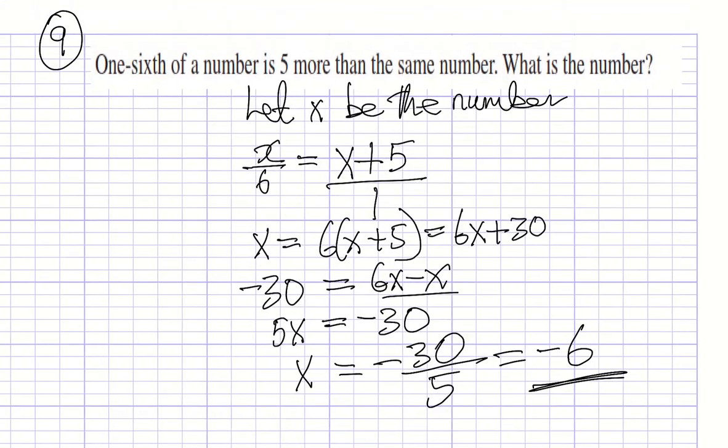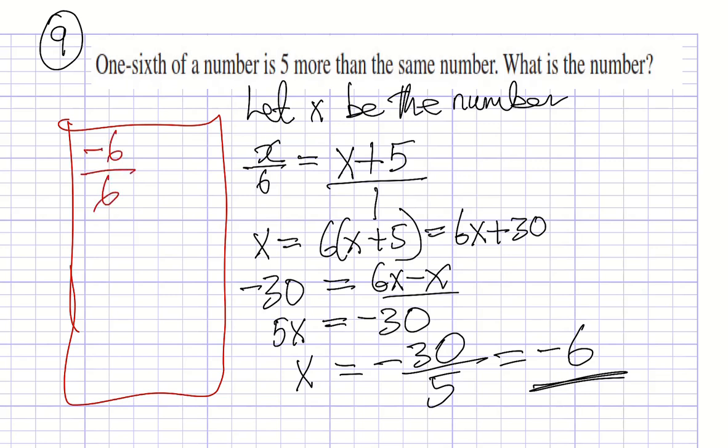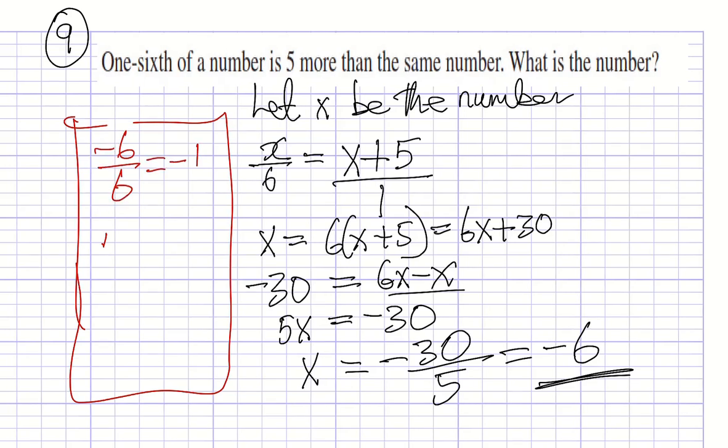Because you see, how do you prove that? How do you know you're right? You see how you check it. You say 1/6 of a number. What is 1/6 of a number? 1/6 of it is 5 more than the number. Okay, 1/6 is what? It's negative 1. It says that 1/6 of the number is 5 more than the number. So, is that true?